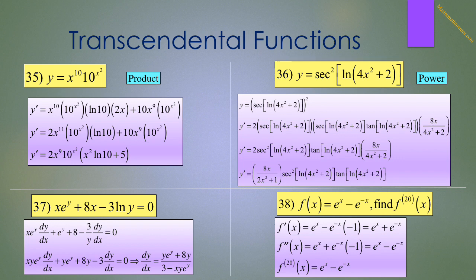We take f prime of x and we get e to the x minus e to the negative x times negative 1, which is e to the x plus e to the negative x. The second derivative is e to the x plus e to the negative x times negative 1, which is e to the x minus e to the negative x. And we're right back to where we started. So every even derivative gives e to the x minus e to the negative x, and the 20th derivative is e to the x minus e to the negative x.